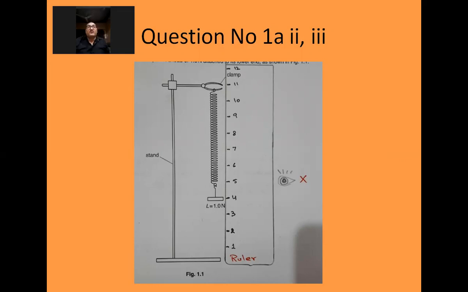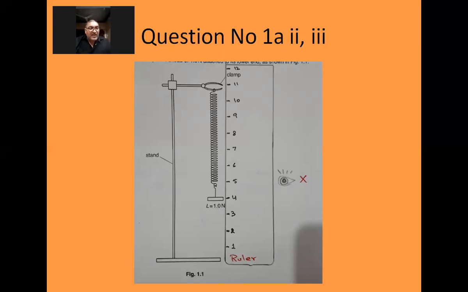The third part: the student determines as accurately as possible the reading on the ruler at the bottom of the spring. On figure 1.1, mark with an X the position of the student's eye. The student's eye should be level with this position, okay? So you can see that here I have positioned the eye and I have marked this point as X. So this was question A and its third part. So we are moving to the next part.